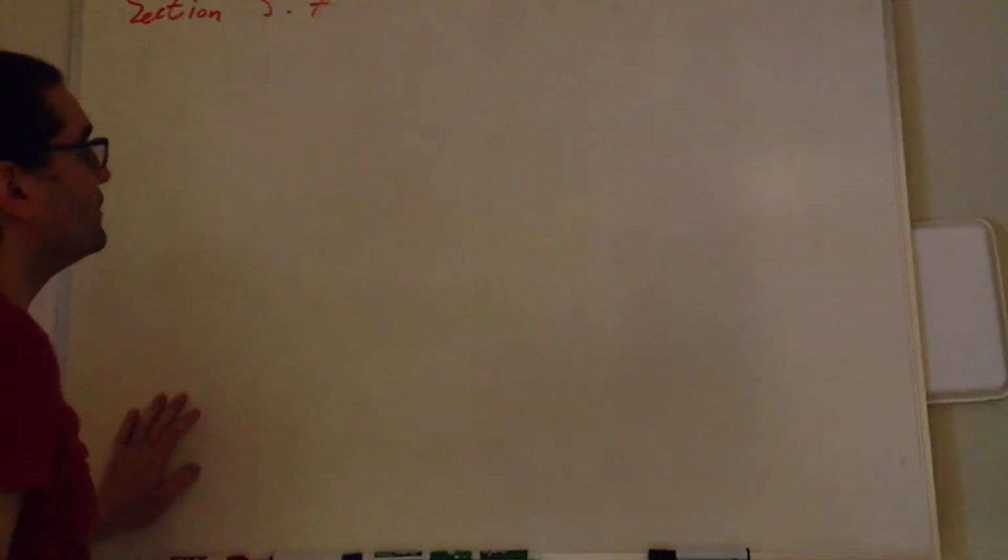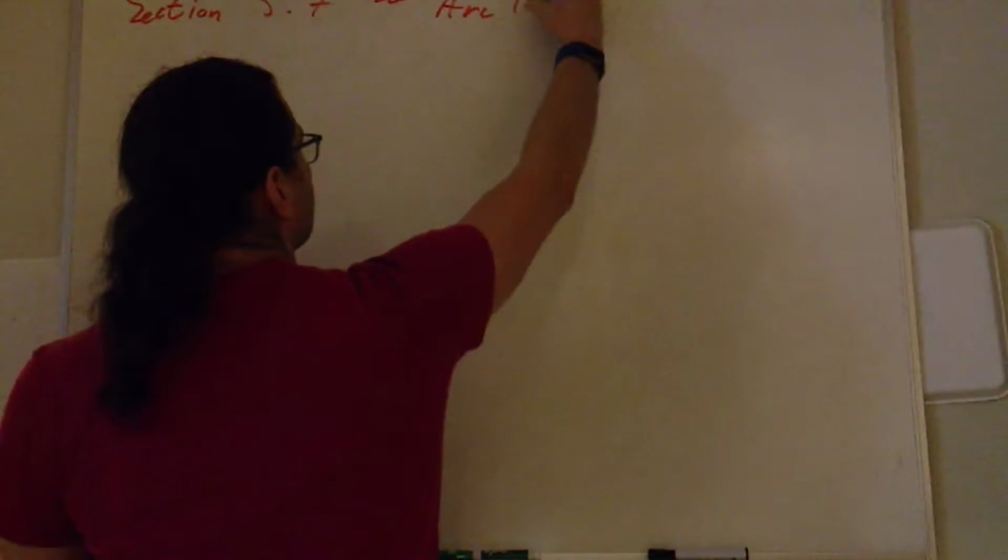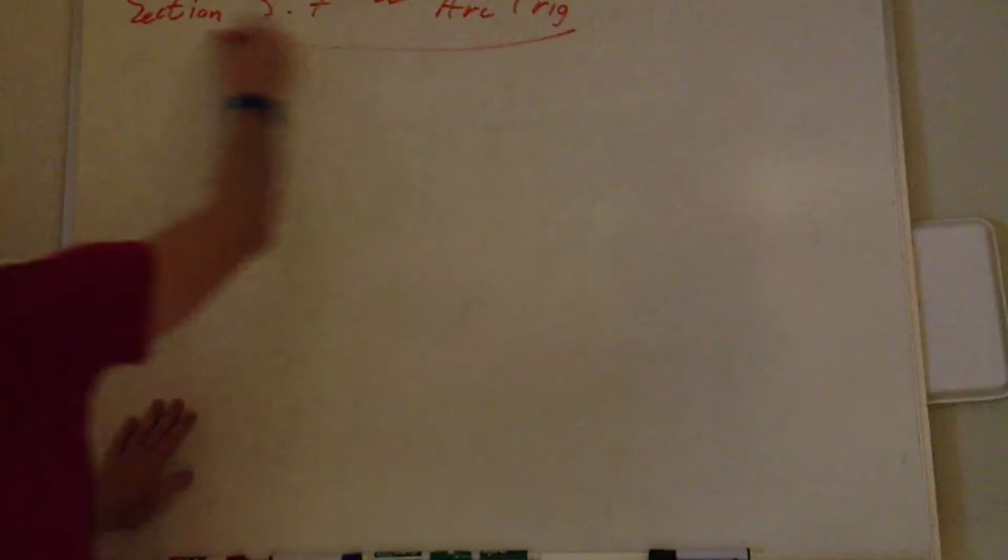Today we're going to cover section 5.7. This is ArcTrig, and I will explain what that means in just a moment.